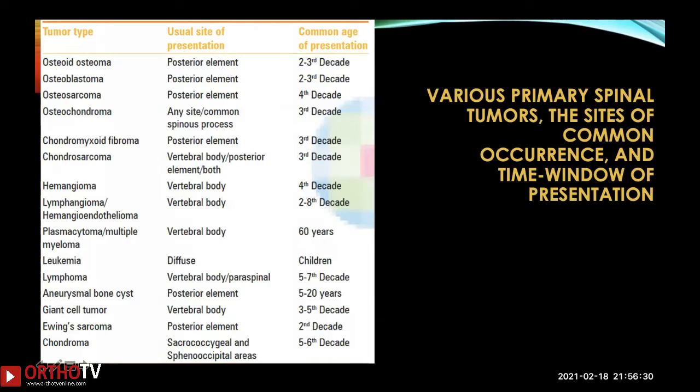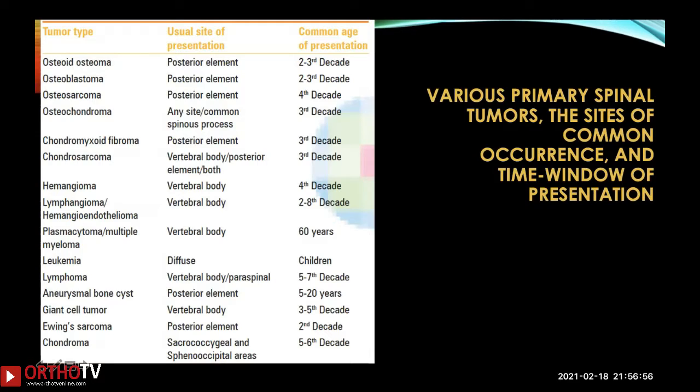Osteoblastoma is very common, usually seen in the posterior elements, in the second or third decade. Then you have something like an osteochondroma, which could be at any level, but mostly in the spinous process. You could see a chondrosarcoma, which is in the vertebral body, usually in the third decade or afterwards. A giant cell tumor happens mostly in the vertebral body, in the third to fifth decade.